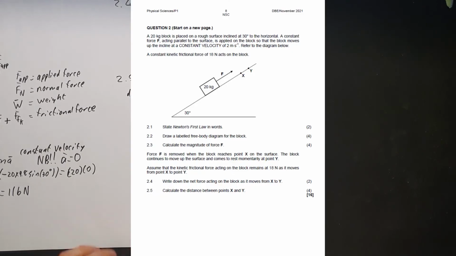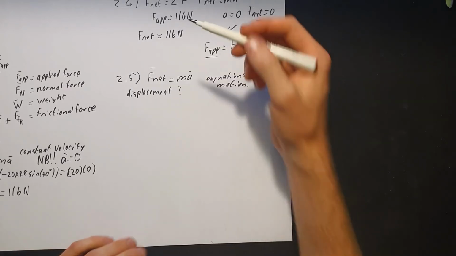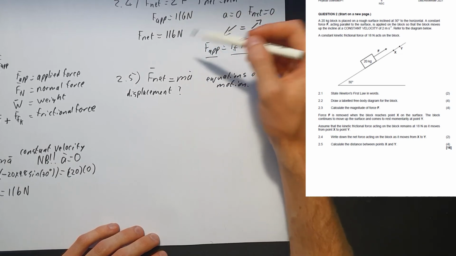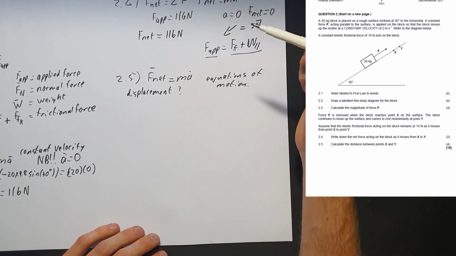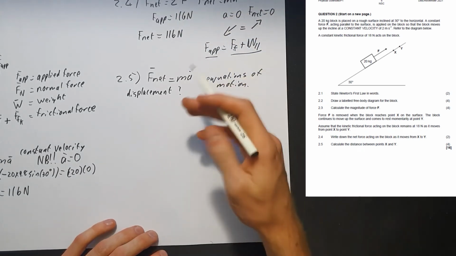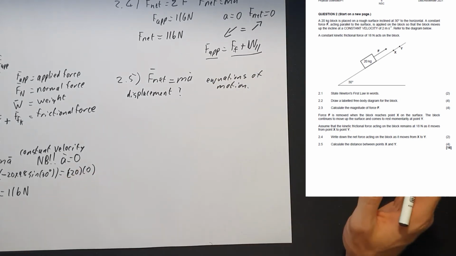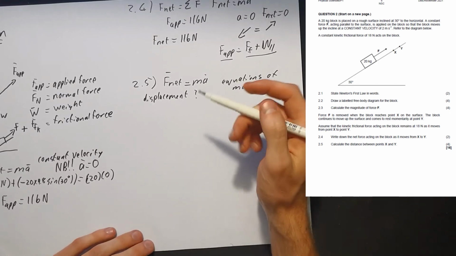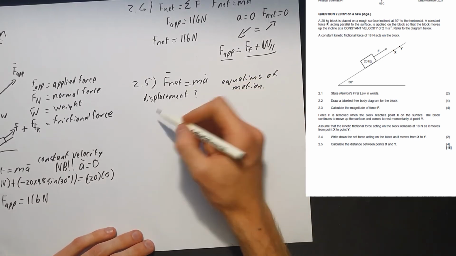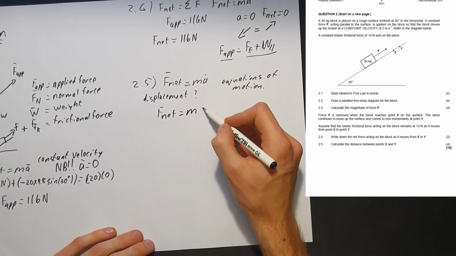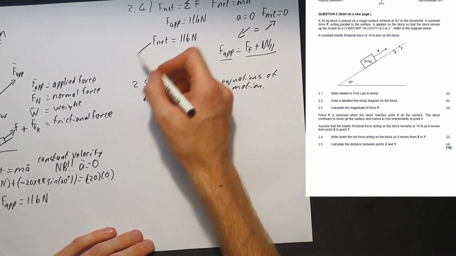So now if we look at 2.5, it says calculate the distance between point X and Y. So we have the net force acting between that point now that F applied has been removed. So we can actually calculate its acceleration because the net force is no longer equal to 0. So the block's going to slow down. So we're going to calculate the acceleration first. So F net equals mass times acceleration. Our net force is what we got over there.